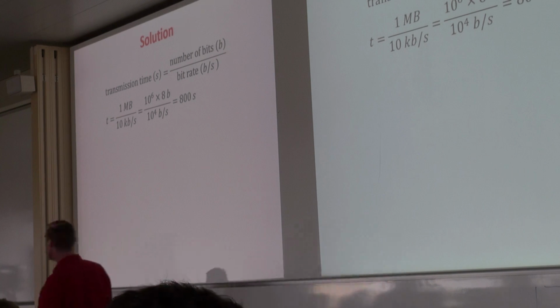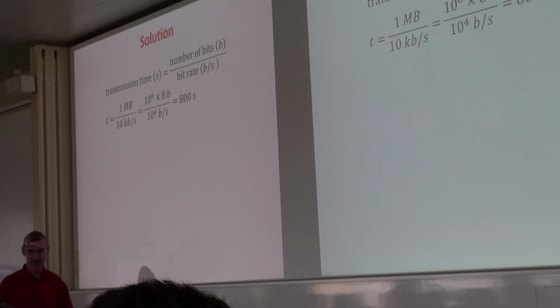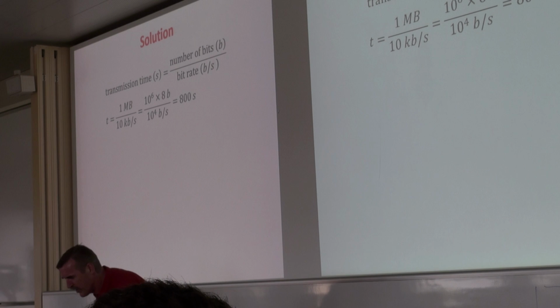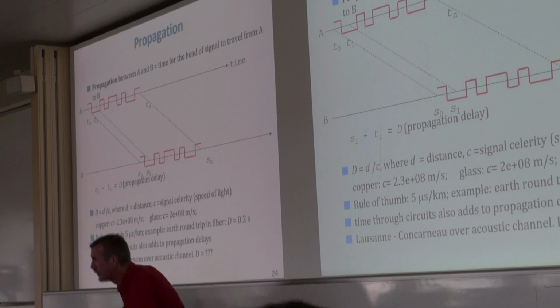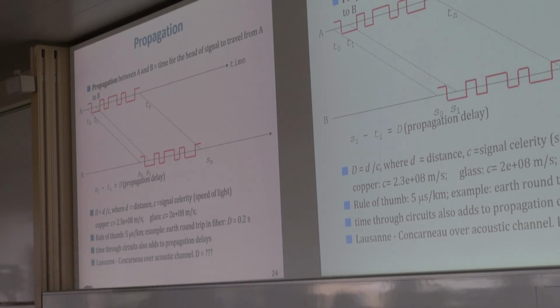Of course, the transmission time, which is in seconds, is equal to the number of bits divided by the bits per second. If you're unsure, think of the units. That's the only way it can work. Why do we do that? Well, the important thing is to realize the difference between the transmission time and the propagation time.